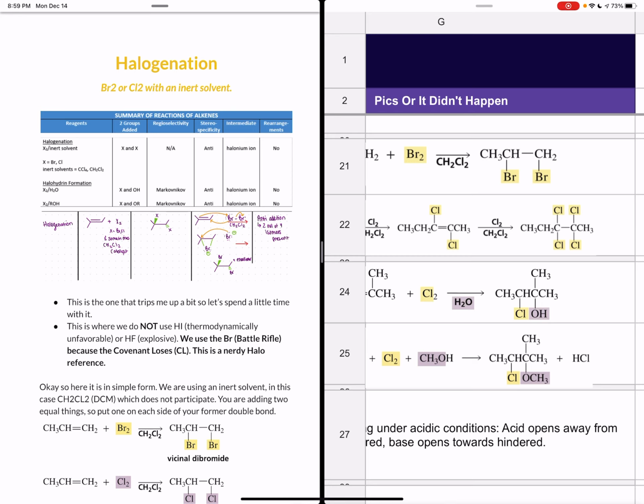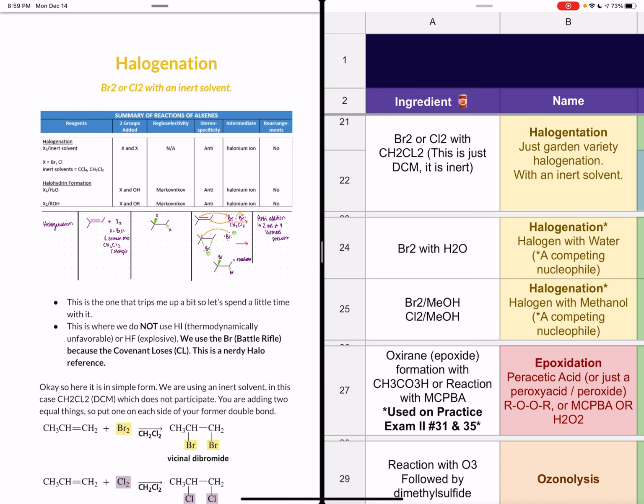Now, what you can run into with halogenation is what's called a competing nucleophile. And all you need to remember is that if Br2 is competing with anything remotely polar, like water or methanol, it's going to lose the fight, and it's going to lose the Markovnikov position.